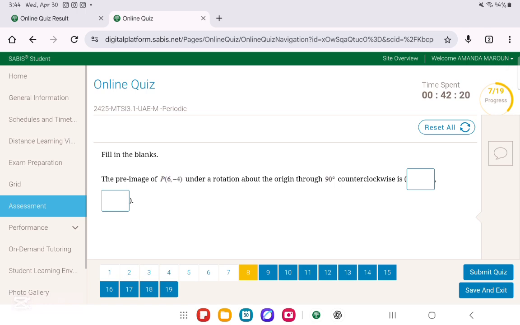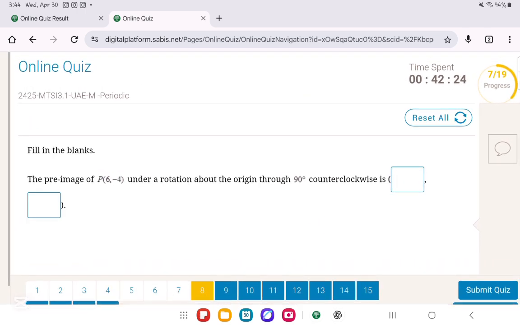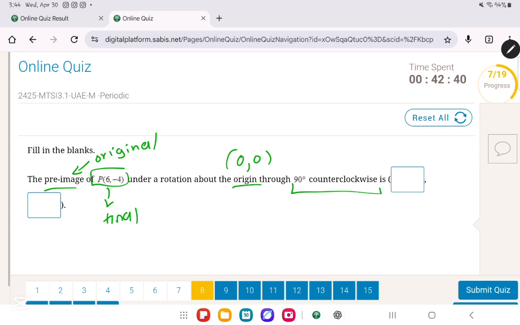We move on to question number 8. Here they need the pre-image of this under a rotation about the origin through 90 degrees clockwise. So pre-image means they want the original image. So this over here is our final image after a rotation about the origin, 0, 0, 90 degrees counterclockwise. Whenever they say 90 degrees counterclockwise, that means AB became minus b, a. So they gave us minus b, a, which is 6, minus 4.